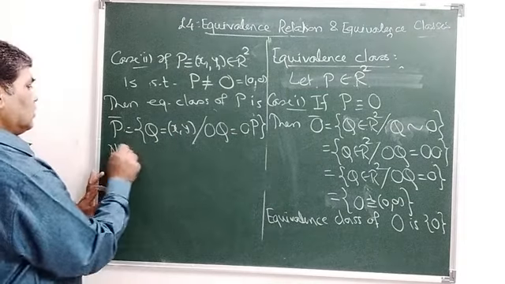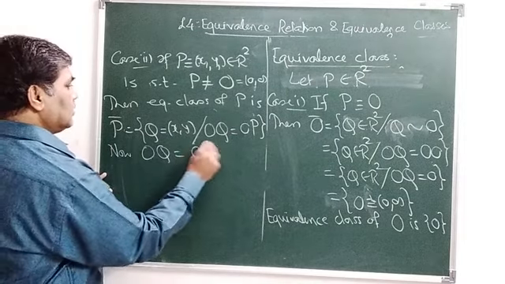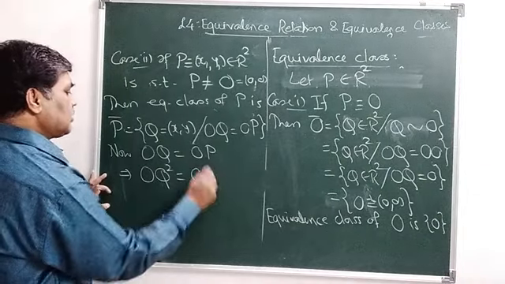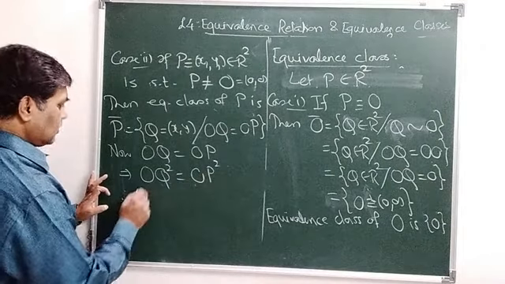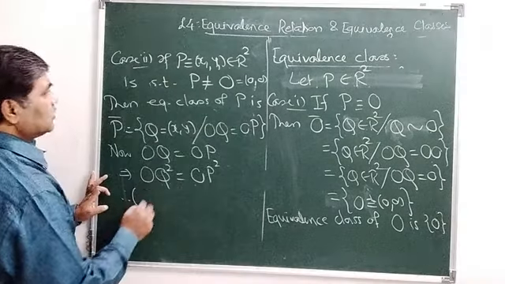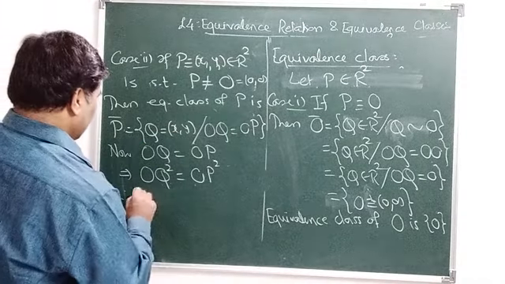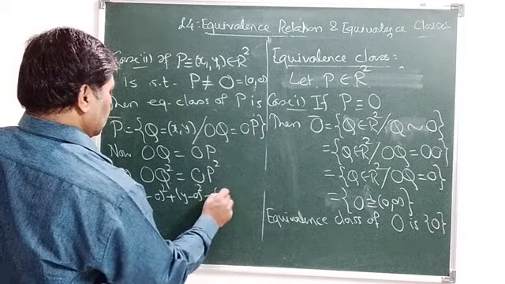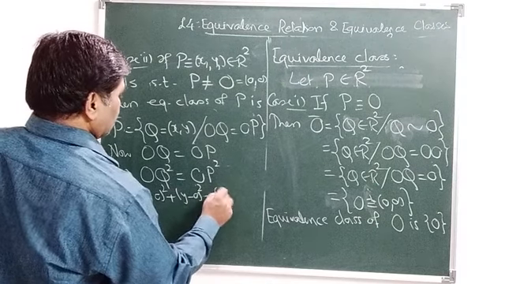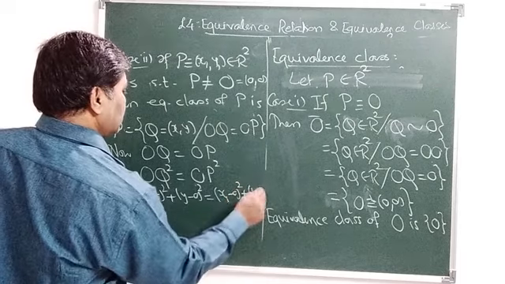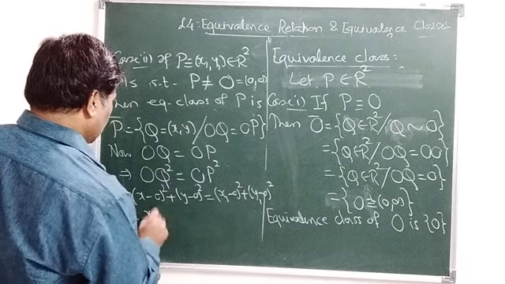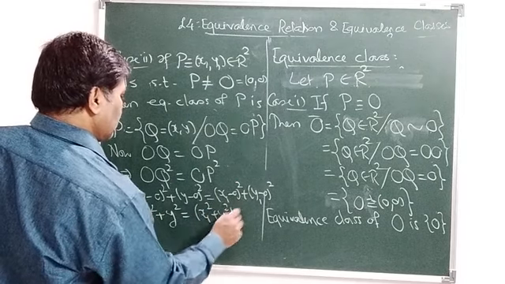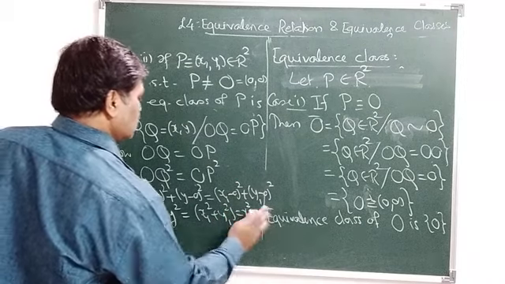Now OQ is equal to OP implies OQ square is equal to OP square. Therefore, what is OQ square now? Q is (x, y): (x minus 0) square plus (y minus 0) square is equal to OP square, (x1 minus 0) square plus (y1 minus 0) square. Therefore, x square plus y square is equal to x1 square plus y1 square is equal to r square, greater than 0, fixed.